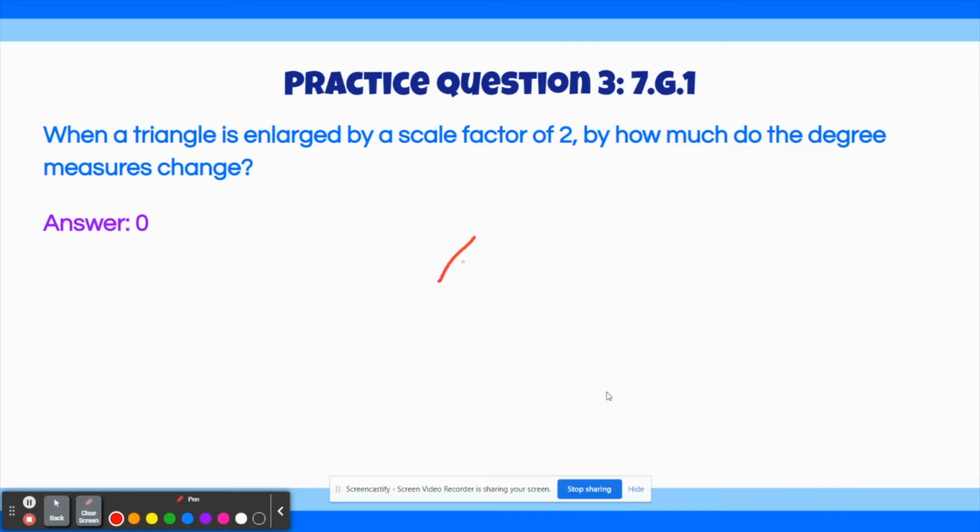When a triangle is enlarged by a scale factor of 2, that means the length of all of its sides are multiplied by 2, but all of the angles in a triangle would always add up to 180 degrees. So if you enlarge a triangle by a scale factor of anything, all the degree measures would always stay the same. So the degree measures would change by 0 degrees. So that means that's our final answer.